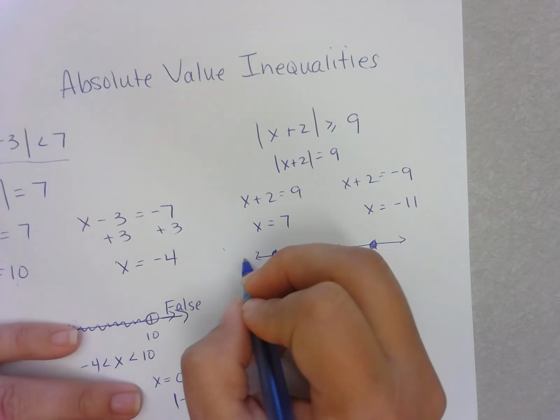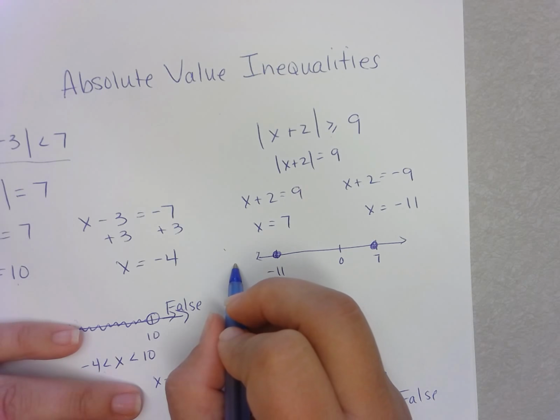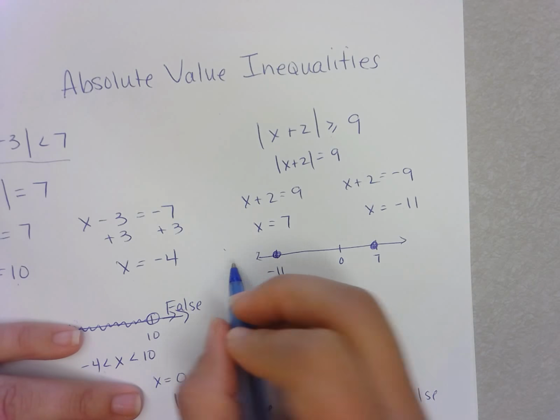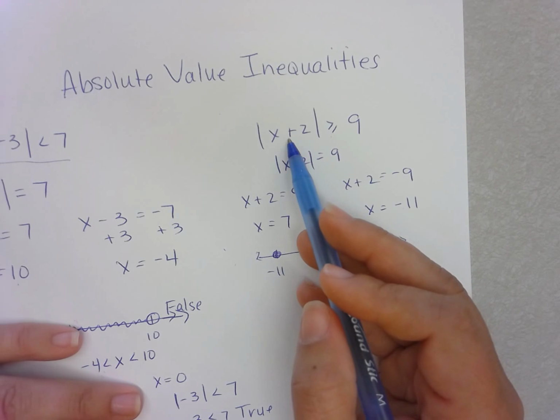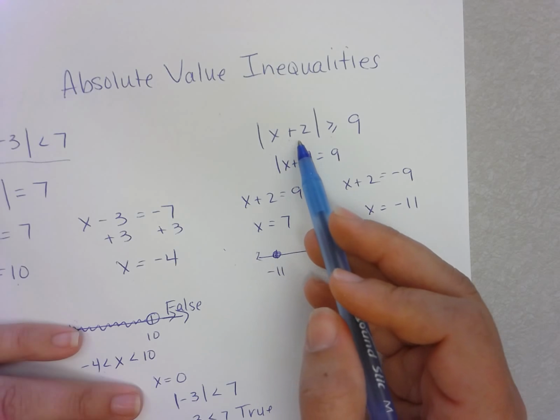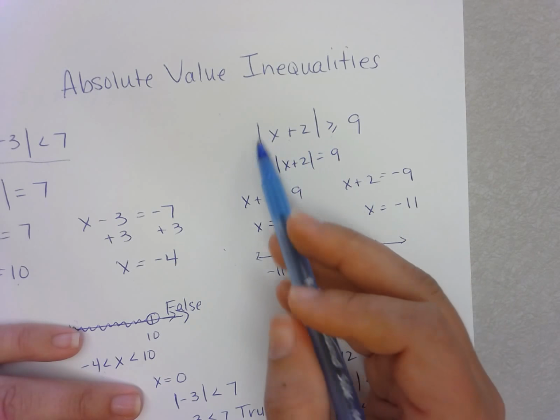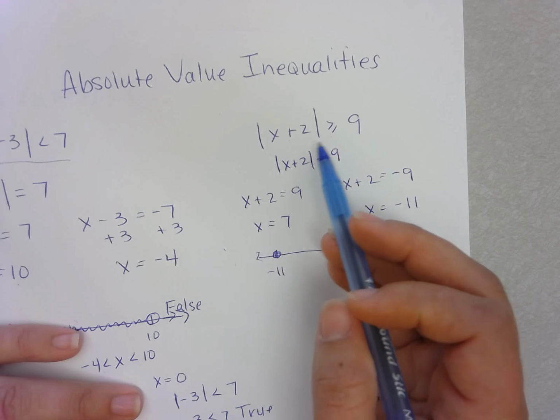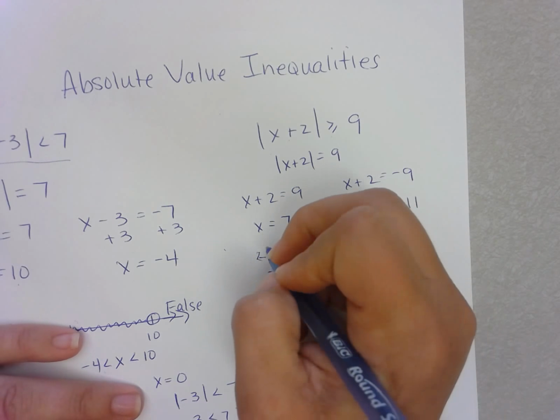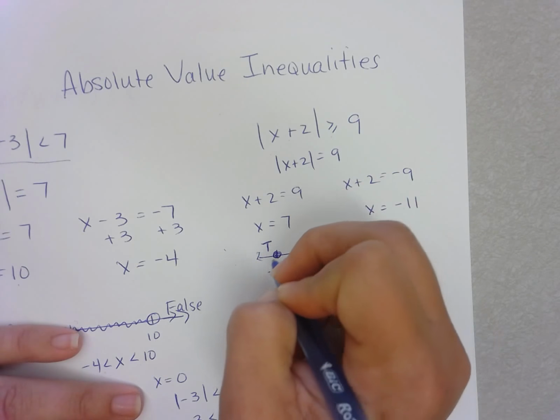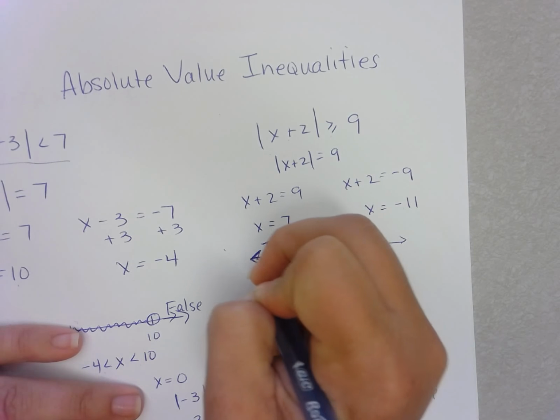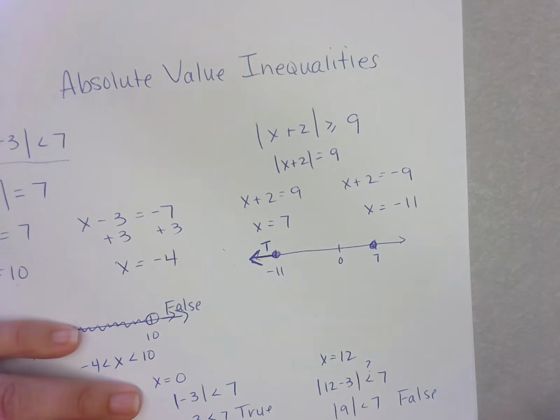So I'm going to test something out here. Let's say negative 12 is a nice number. If I put in negative 12 here, I get negative 12 plus 2, which is negative 10. And because I take the absolute value of negative 10, 10 is greater than or equal to 9. So this is true out here. I'm just going to put a T this time. So that means that this piece is a solution.